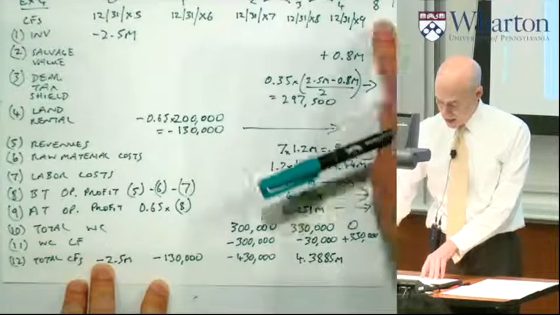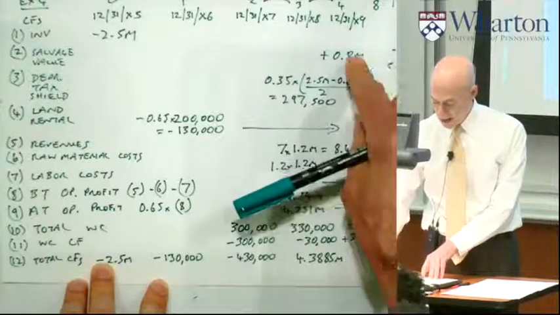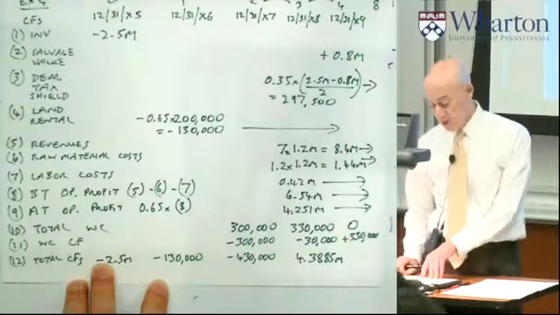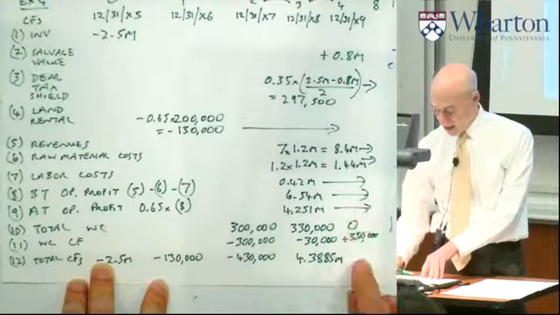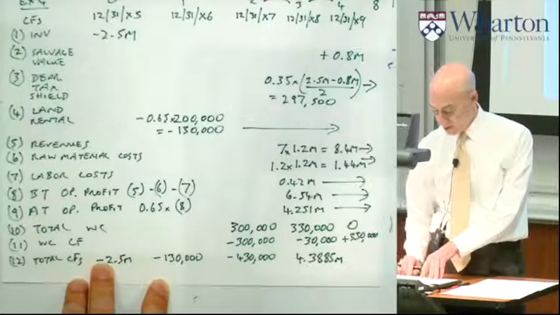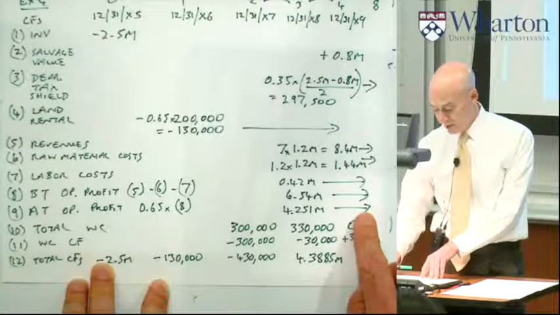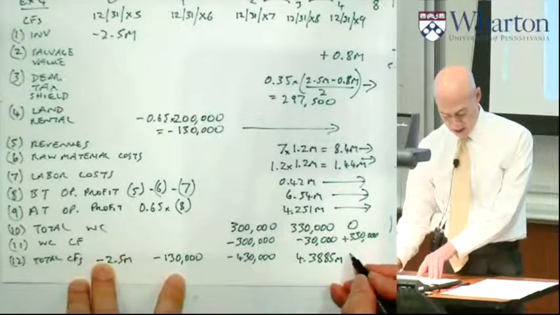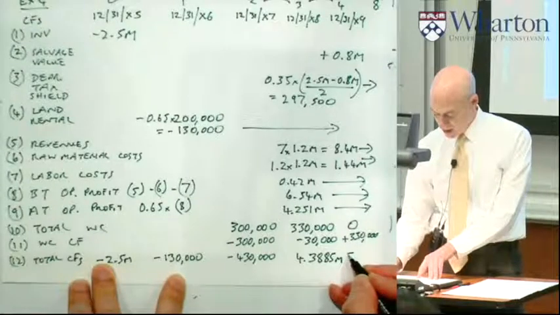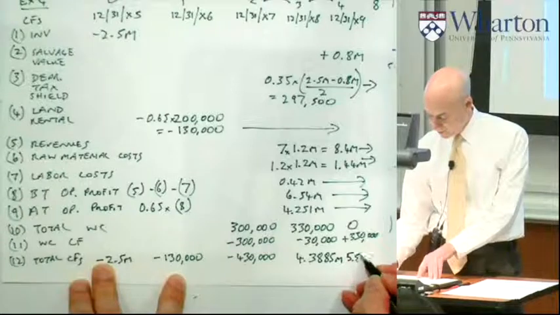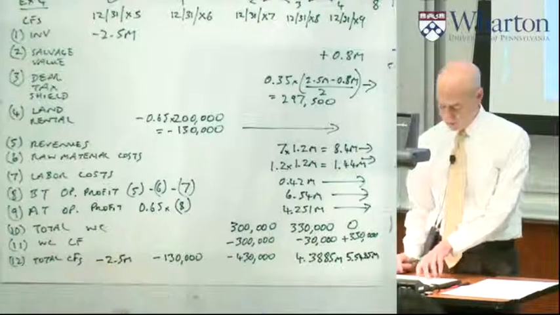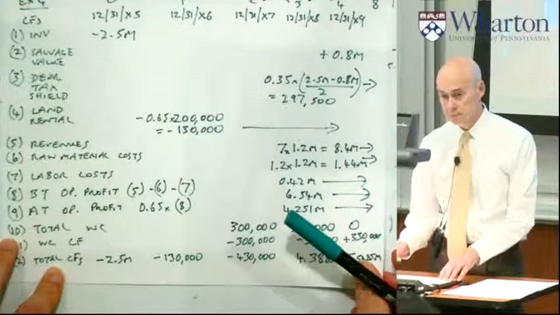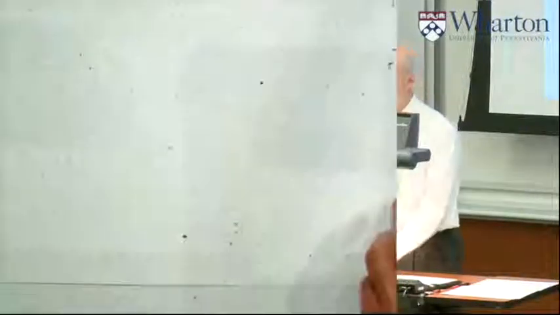At date 4, we get the 800,000 salvage value, the 207,500 depreciation tax shield, the minus 130 land rental, and then we get the 4.251 million after tax operating profit, and we get the return of the working capital of 330,000. If you work that all out, you should get 5.5485 million. So those are our cash flows. Are there any questions about any of that?